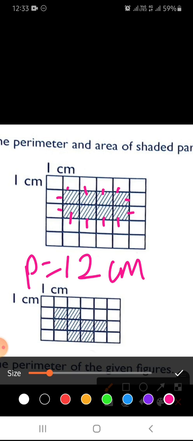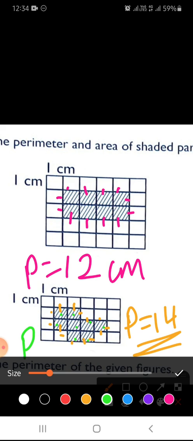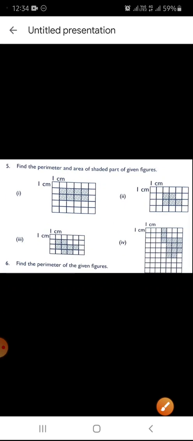Similarly, if we want to find the perimeter of this figure, we will count the outer boundary 1, 2, 3, 4, 5, 6, 7, 8, 9, 10, 11, 12, 13, 14. So perimeter is 14. In this case, perimeter is 14, and area we will find by counting the boxes. 1, 2, 3, 4, 5, 6, 7, 8. And perimeter in this case is 8, and area is 8 and perimeter is 14 in this case. Similarly, you have to find for the other figure also and write these in your maths workbook.